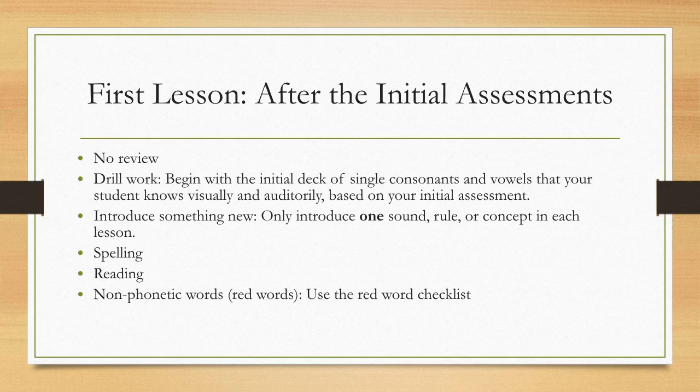You will then progress to the reading portion of the lesson. During this portion of the lesson, you will provide your student with a few sentences or a short passage to read, making certain that all of the material you provide only contains the consonants and vowels your student already knows, including the new sound, rule, or concept that you taught during this lesson. You can encourage the student to read the sentences or passage more than once for added fluency practice, and be sure to provide comprehension questions to check for understanding. After you have finished the reading portion of the lesson, you will then move on to the non-phonetic words portion of the lesson. The next slide will cover how to deliver the red word assessment to your student.